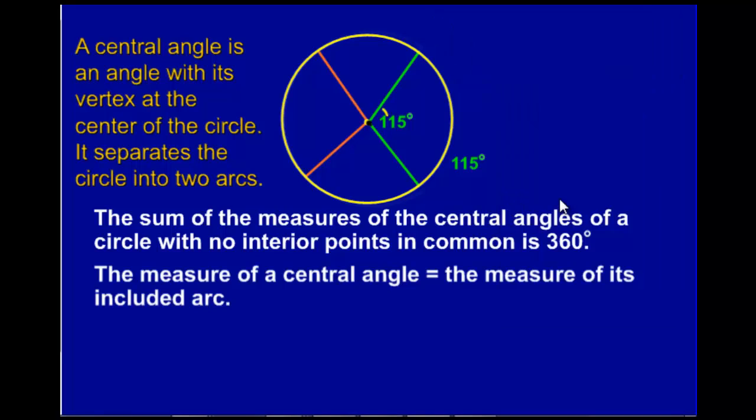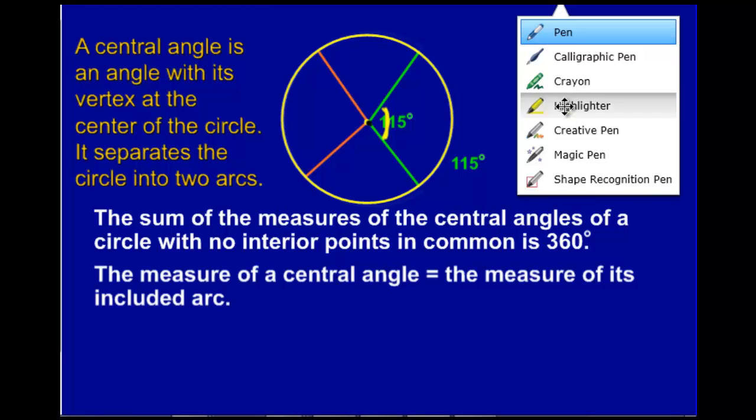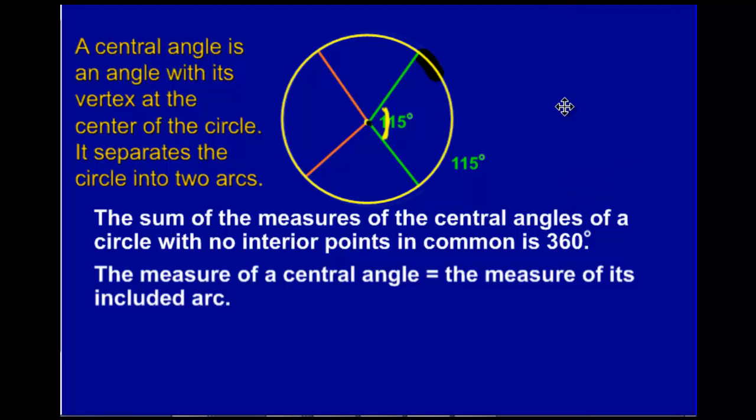Okay, so we see this angle here is the same as the intercepted arc. So we have this arc going on right there, and that angle, those two are the same. And that is the big thing that we want you to get. The measure of the central angle equals the measure of its included arc, or sometimes you'll say intercepted arc.